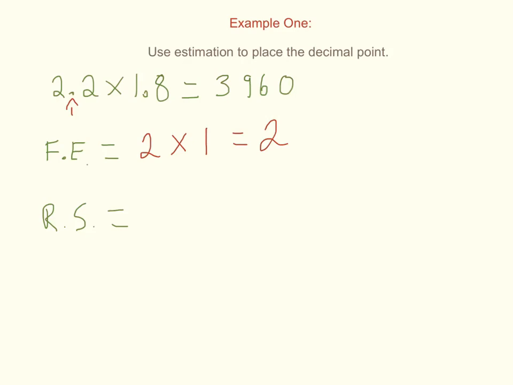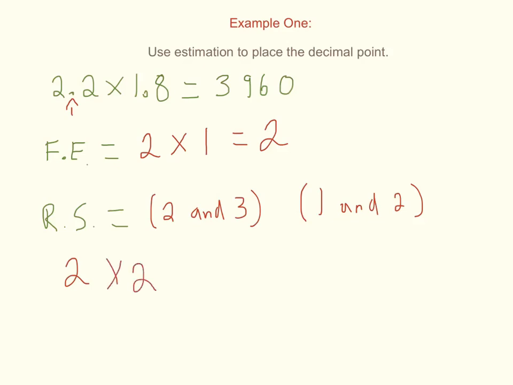Now when we're looking at relative size, it's the same thing as last time as well. We're going to take a look at our numbers. 2.2 is in between 2 and 3, so which is it closer to? Well, we know 2.2 is closer to 2, so we're going to keep it there. And 1.8 is between 1 and 2. When we look at it, 1.8 is actually closer to 2, so that's going to turn that into 2. So 2 times 2 is 4.